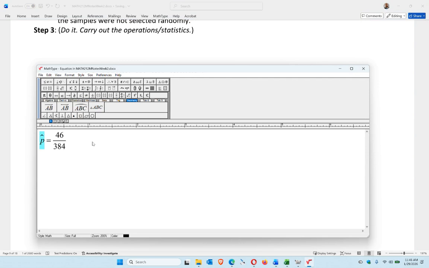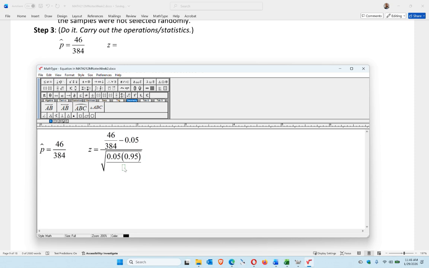It's not p, because p is the population and p hat is the sample, right? Which we compare. So my z is a ratio, and we have the 46 over 384. Ooh, that's not it. 384 minus 0.05, right? And then this right here is the square root, right? Ratio, 0.05.